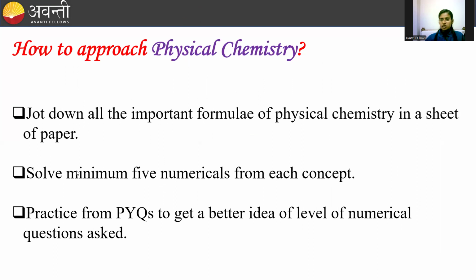So for physical chemistry, first what you need to do is, after completing one lesson, you have to jot down, you have to write down all the important formulae of physical chemistry on a sheet of paper. I would recommend you have a small formula notebook in which you have only the formulas of physical chemistry. Okay. After completing each topic, you have to write down the formulas in that formula notebook. Okay, just write the title, write the topic, and write the formula. Write the topic, write the formula. So like this, you have to maintain one separate notebook.